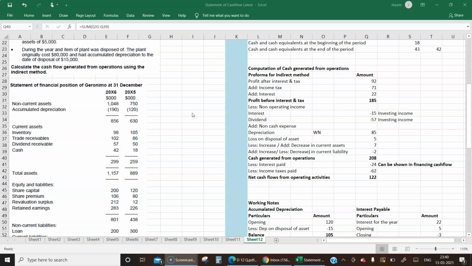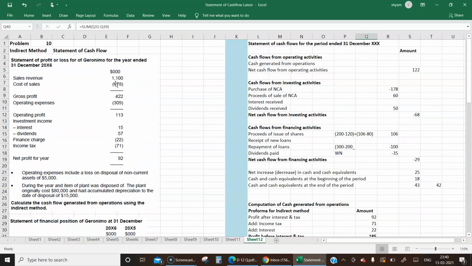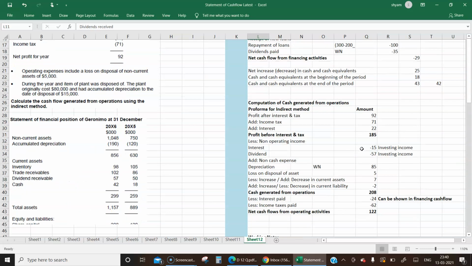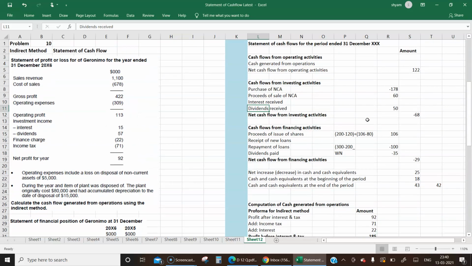Okay, so we'll just check whether we have taken all the numbers. So we have taken almost all the numbers. Okay, I think interest income, we have not taken. Okay, interest income, we have deducted it from somewhere, but we have not shown it in the investing. So interest received should be shown, and that comes to 15. So add all this, we get 53 as minus. So it is minus 53.